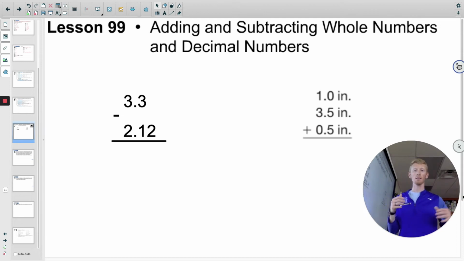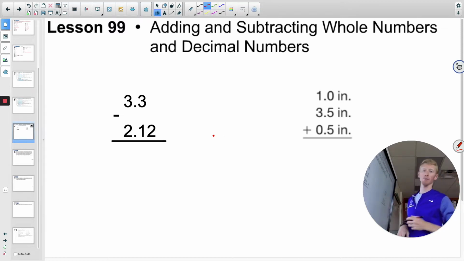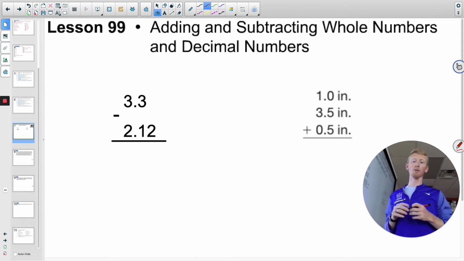All right, fifth grade, lesson 99. We're adding and subtracting whole numbers and decimal numbers. All right, so you see I already have two examples up here for you. Here's what I would like you to do. Go ahead, pause the video. I want you to try one or both of these problems. Go ahead.